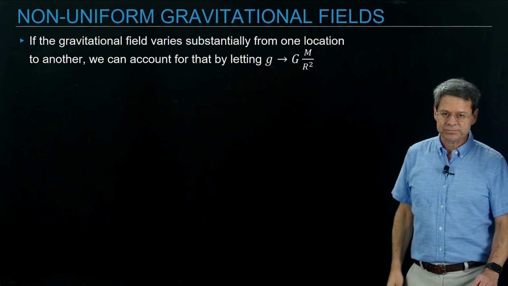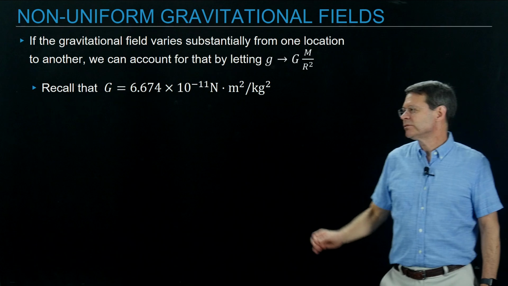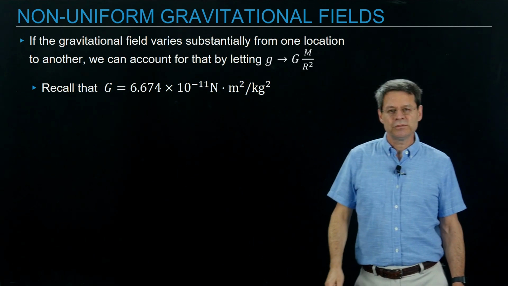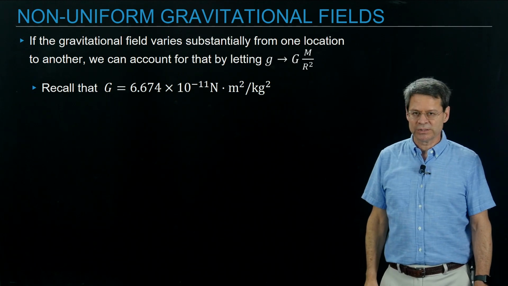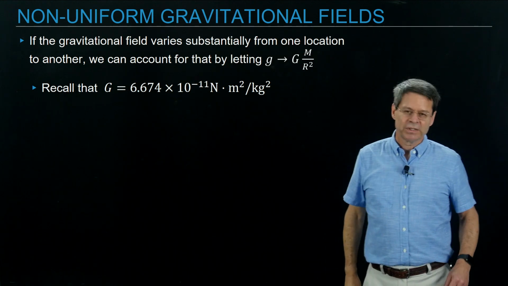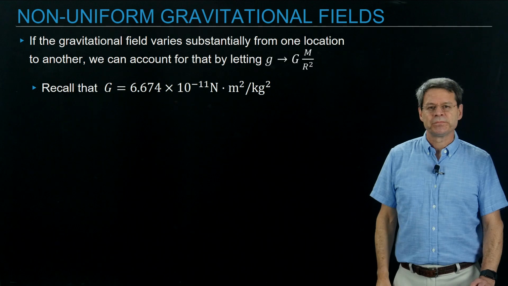r squared. I'm just going to do that substitution and recall that Newton's big constant G is 6.674 times 10 to the minus 11 newton meter squared per kilogram squared. So with Newton's gravitational law, you'll get newtons out when multiplied by the product of the masses over the distance squared.